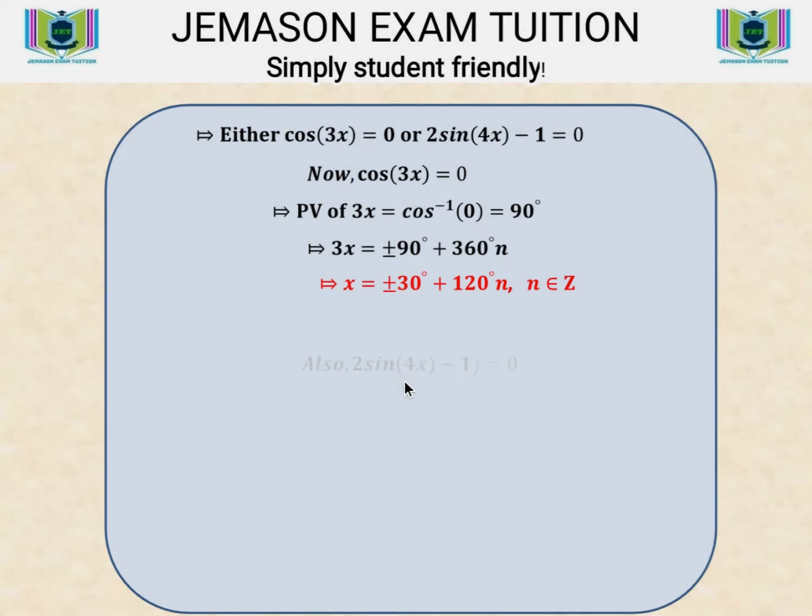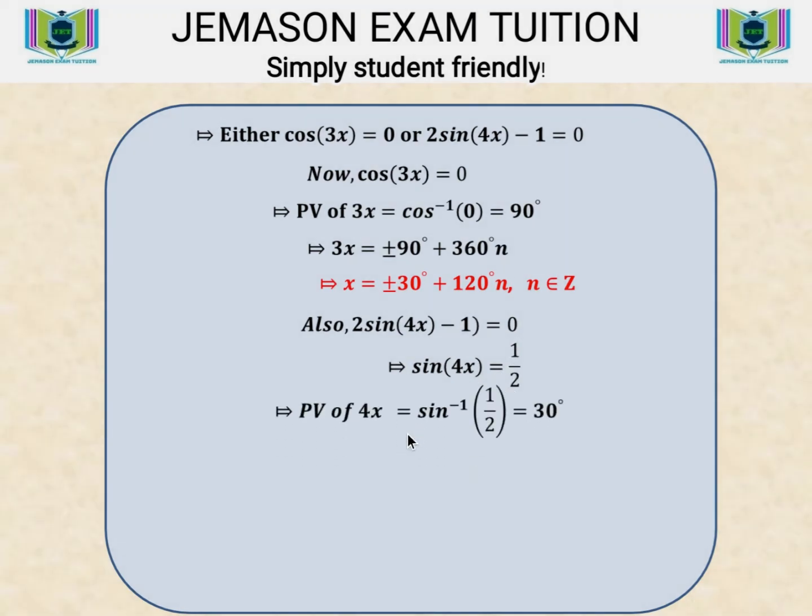Okay, we take now the other factor, which is 2 sine 4x minus 1, and we equate it to 0, so that we get another solution. Sine 4x, if we make it the subject, we have that sine 4x equals half, and the principal value of the angle there, which is 4x, is sine inverse of half, and sine inverse of half is 30 degrees.